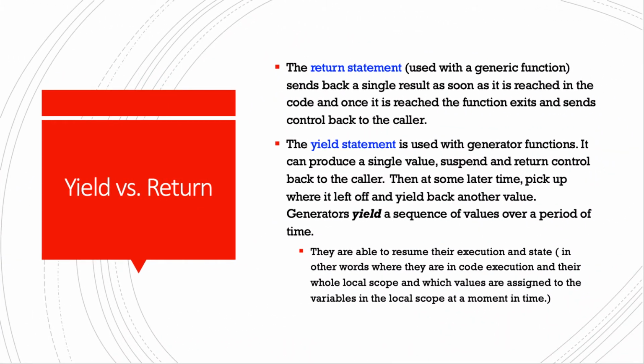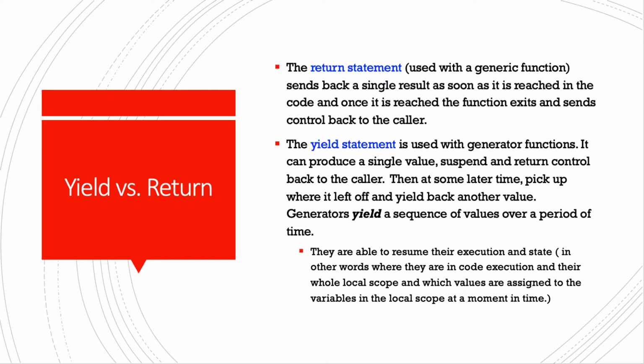So we said in the last slide that one of the main differences between a regular Python function and a generator function is that the generator function makes use of a yield statement where the regular function makes use of a return statement. So let's look at the differences between these. The return statement, used by the regular function type, sends back a single result as soon as it's reached. And once it's reached, the function exits and sends control back to the object that called it.